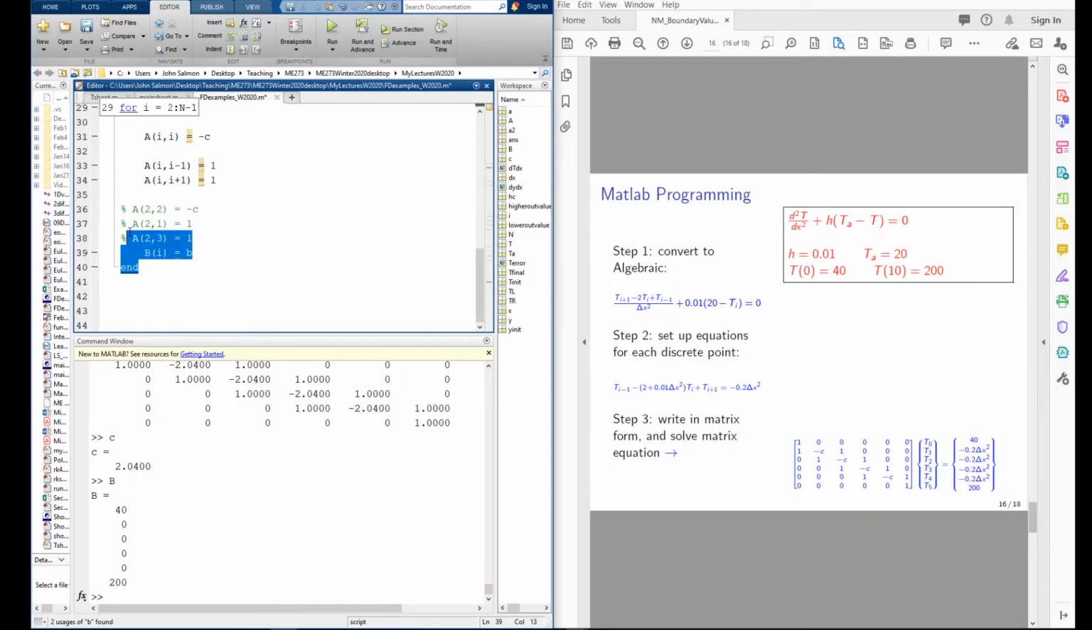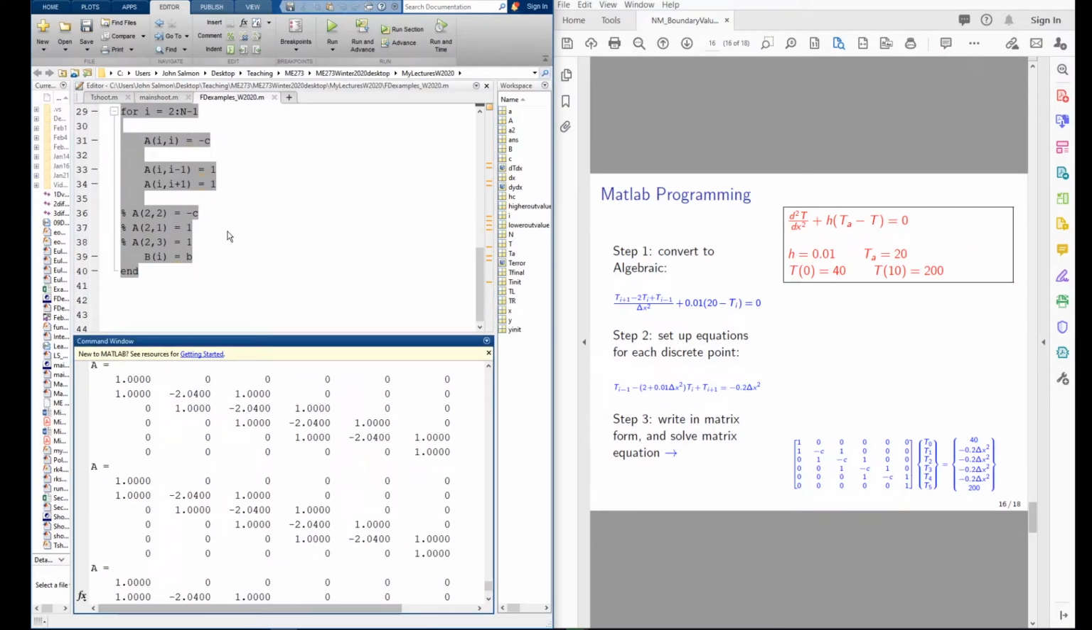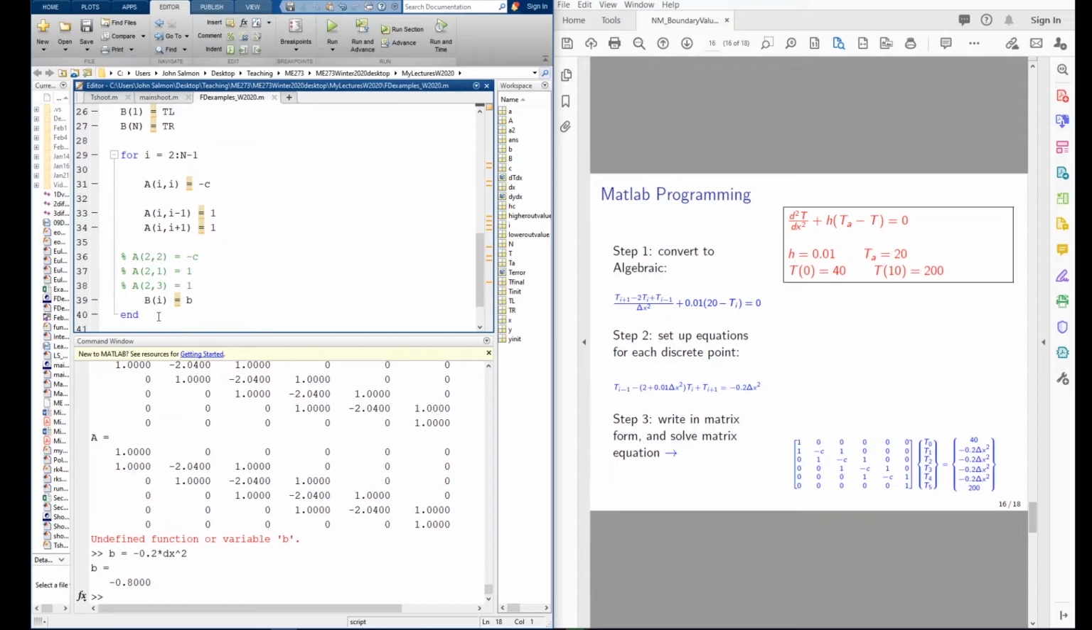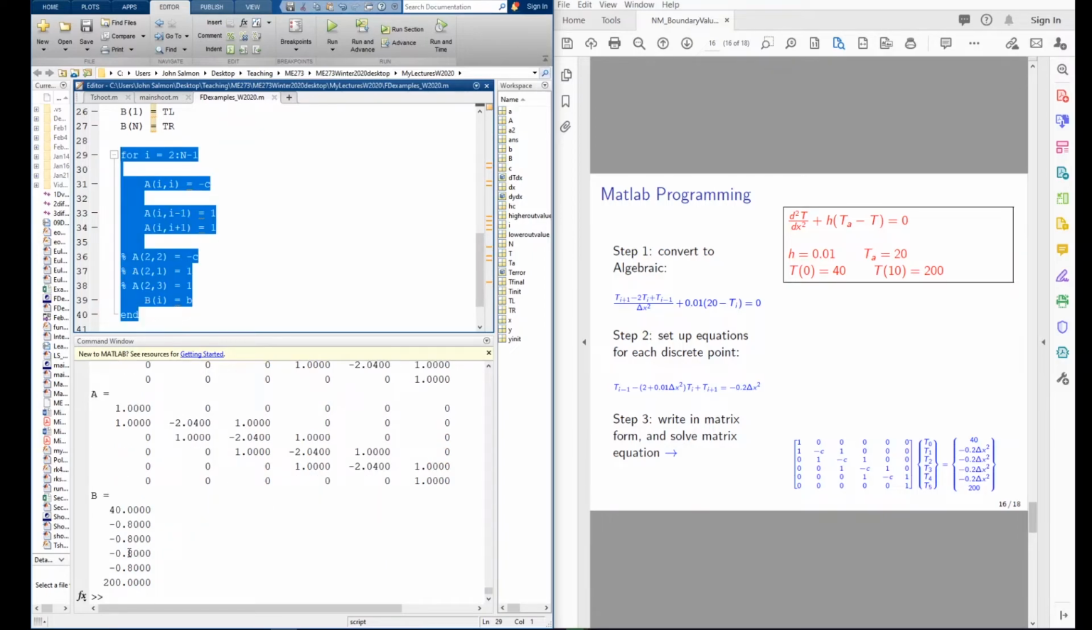So I'll rerun this here again. I'll hit F9, and I'll take a look at, oh, undefined variable b. Let me go up and run it. It's line 13, hit F9, come back down here, run my for loop, and now I've got my b vector, and it's 40, minus 0.8, minus 0.8, minus 0.8, minus 0.8, 200. Okay? So there's 6 unknowns, but 2 of the unknowns are trivial, so I really only have 4, but I'm still going to use a 6 by 6 matrix, and then, of course, a 6 by 1 b-side vector.